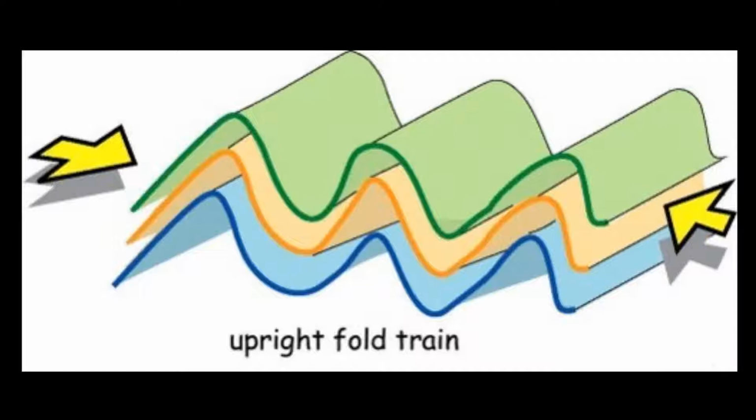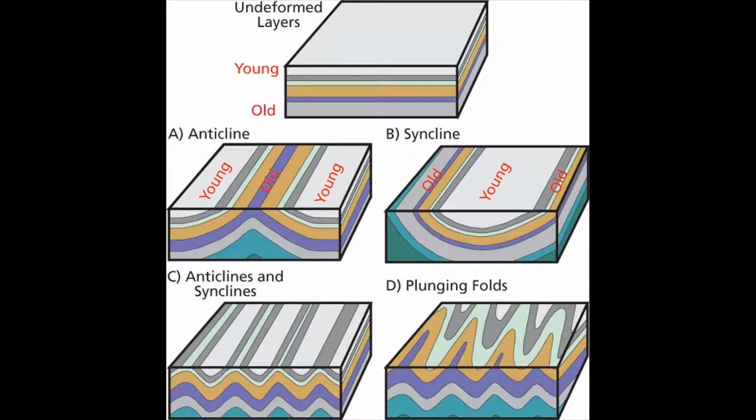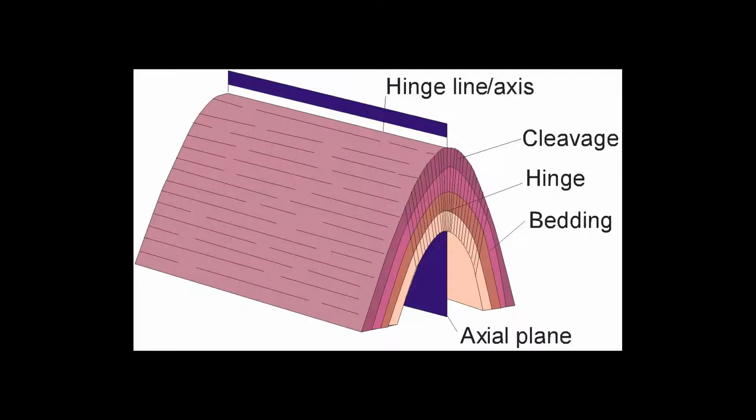Antiforms are called anticlines if the succession is the right way up, so that older rocks appear in the middle of the fold. Synforms are called synclines if the younger rocks appear in the middle of the fold. Since in most cases in petroleum geology the succession will be the right way up, we can use the terms anticline and syncline.